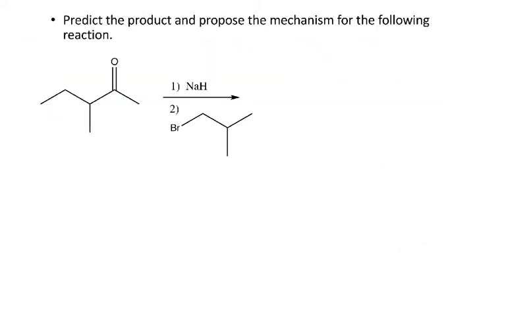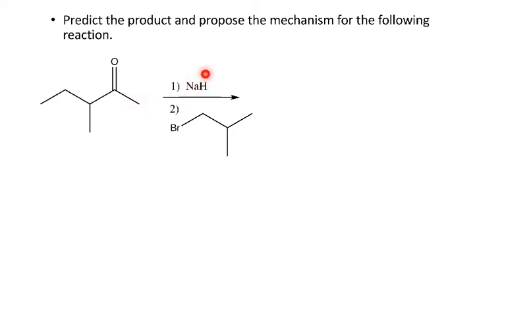Okay, in this first example, we want to predict the product and propose the mechanism for the following reaction. So I see that I'm treating this unsymmetrical ketone with a strong base and an alkyl halide, so I expect alkylation to occur, but I need to decide, is alkylation going to occur at the more substituted alpha carbon or the less substituted alpha carbon?